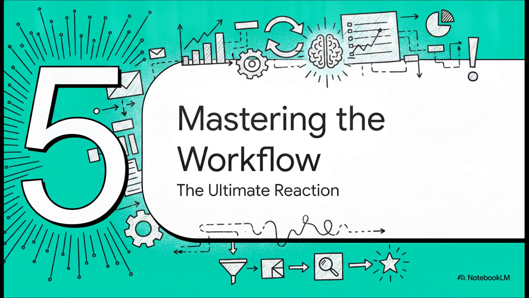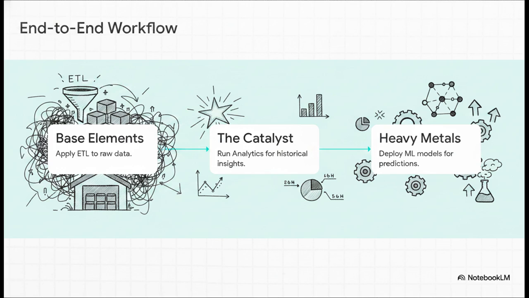Which brings us to Section 5, Mastering the Analytics Workflow. This is where we see the reaction. This right here is the ultimate chemical reaction. First, you start with your base elements, you apply ETL to wrangle the absolute chaos of your raw data into a clean, structured warehouse. Second, you introduce the catalyst. You run analytics to make sense of the history and discover those hidden patterns. And finally, boom, you drop in the heavy metals, deploying machine learning models on top of those insights to start automating your predictions about the future. That cohesive end-to-end workflow, that is exactly how you transform chaos into clairvoyance.